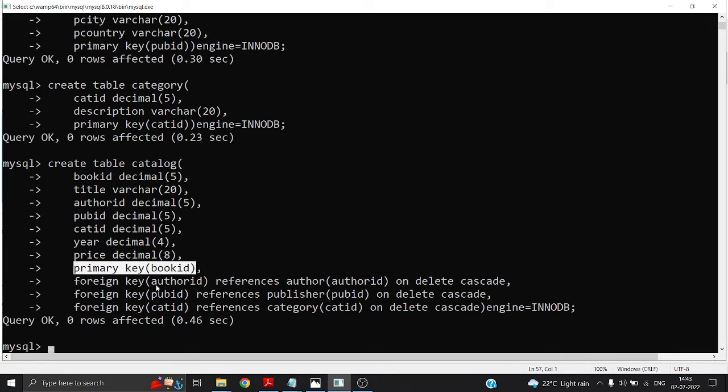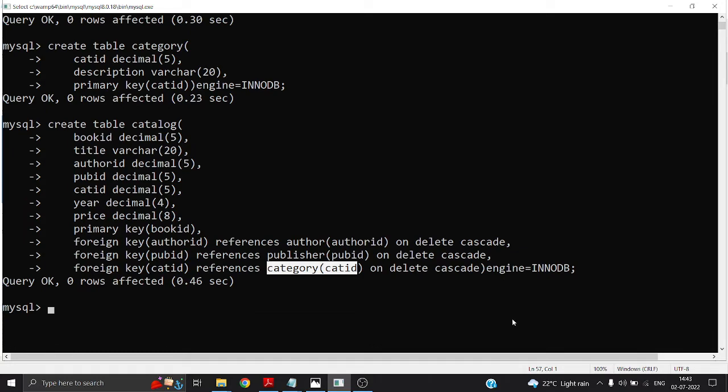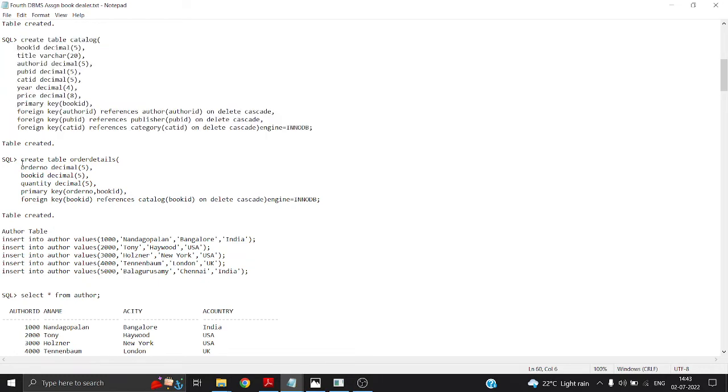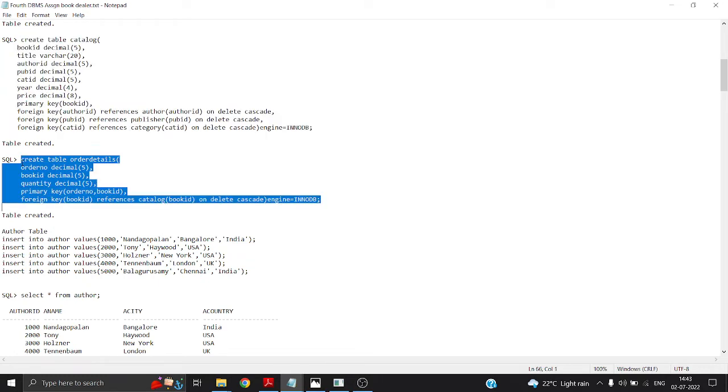Author ID is the foreign key referring to the author table, publisher ID is the foreign key referring to the publisher table, and category ID is referring to the category table. On delete cascade, I will show you the demonstration in today's class, how exactly it works. So again here we have created the table by the name catalog. Now we will move ahead with the last table, that is the order details table.